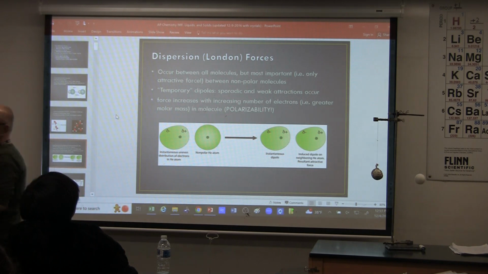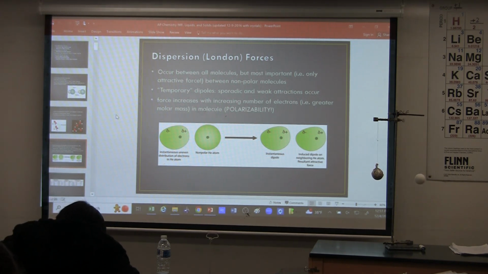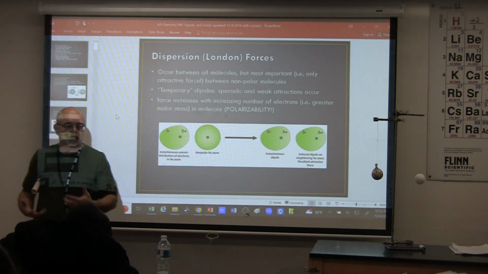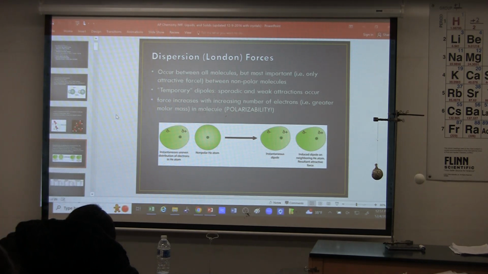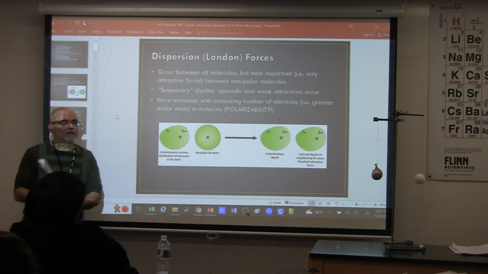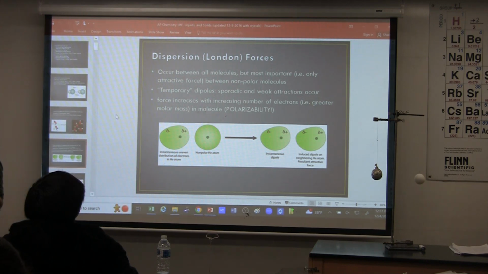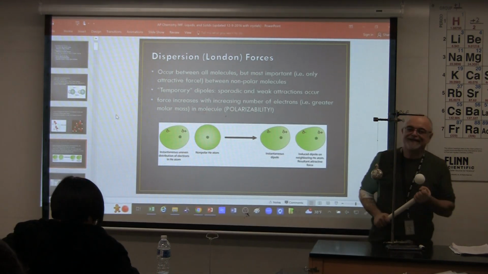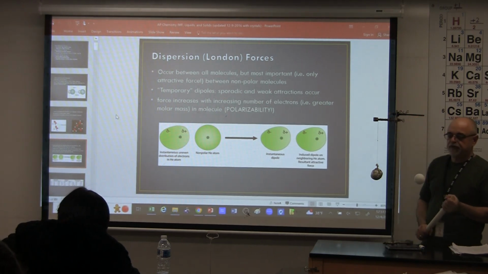London dispersion forces are extremely important because even though they're technically the weakest type of interaction, they can grow huge if you have bigger and bigger molecules with more and more electrons. So all molecules, whether they're polar or not, experience dispersion. The next bullet point says something about temporary dipoles.